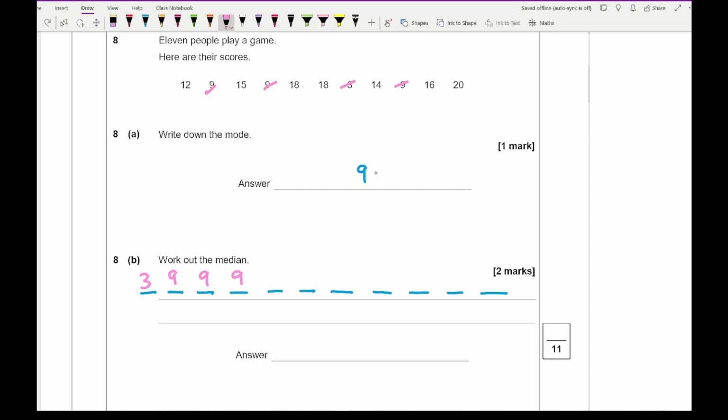Then the next smallest is 12. Then it's 14. Then it's 15. Then it's 16. Then it's 2 18s and a 20. Now the median is the middle number. So again, one from the bottom, one from the top until we get to the middle, which in this case is 14.